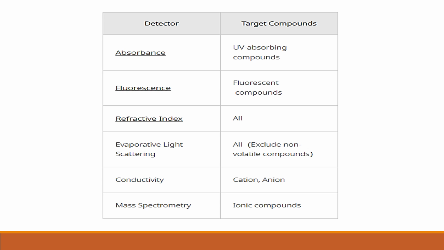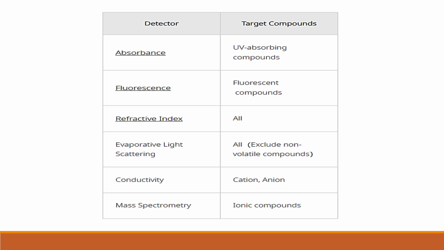Now if the compound has UV absorbing property, then the detectors that can be used are UV visible detectors, that is DAD, the diode array detector, or PDA detectors. If your target compound has fluorescent emitting property, then a fluorescent detector can be used. Refractive index detectors detect all compounds. It is a universal detector and it works on the principle of refraction of light.